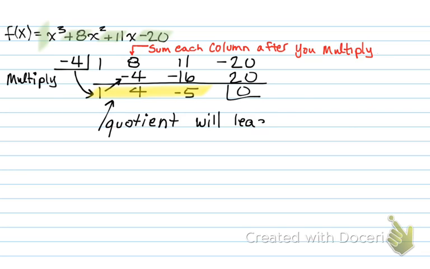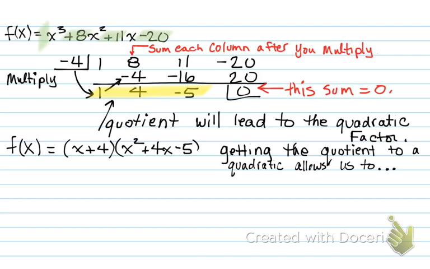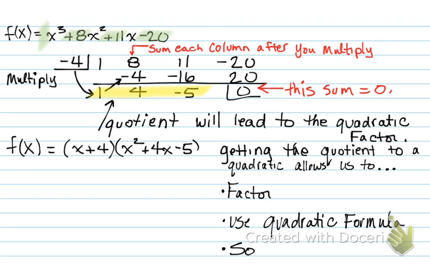So that will allow me to write out the quadratic factor there. And that's important because we want to get the quotient to a quadratic factor. That opens the door for everything. We can then either factor if it's possible. If it is prime, then we would go ahead and use the quadratic formula. And remember, the quadratic formula always works. And then if it's a simple enough quadratic, we can solve by square roots.